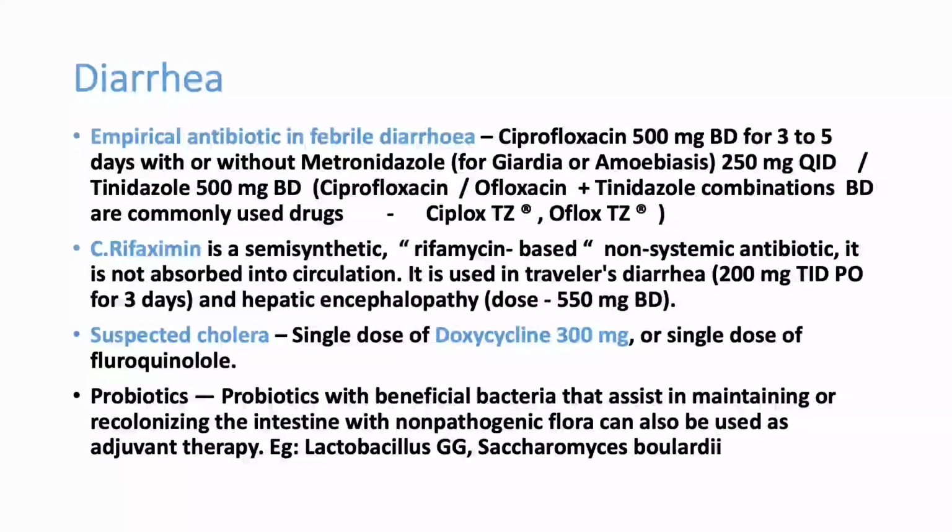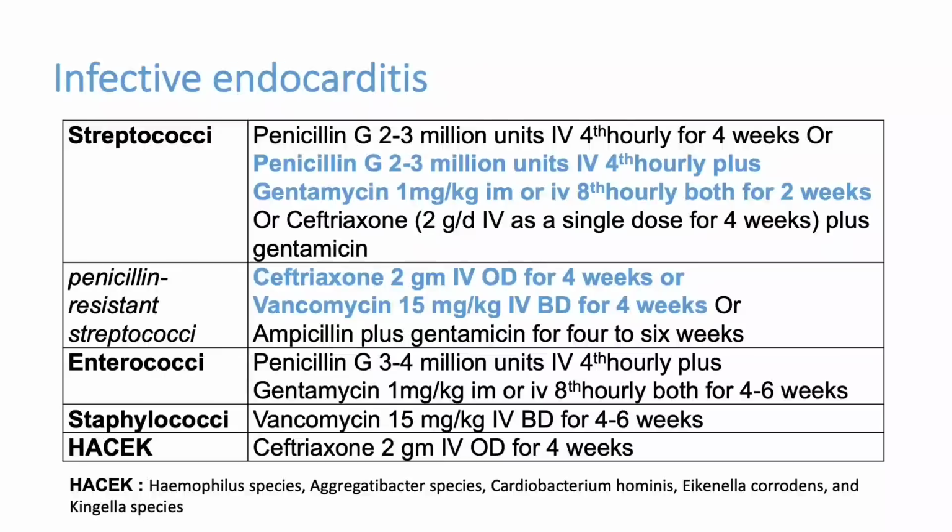If we are suspecting cholera, if the patient is having profuse diarrhea, rice water stools, then we can go for doxycycline 300 milligram single dose. Probiotics also can be given in patients who are having diarrhea because they help in restoring the normal bacterial equilibrium of the stomach. So probiotics can be given in patients who are having diarrhea.